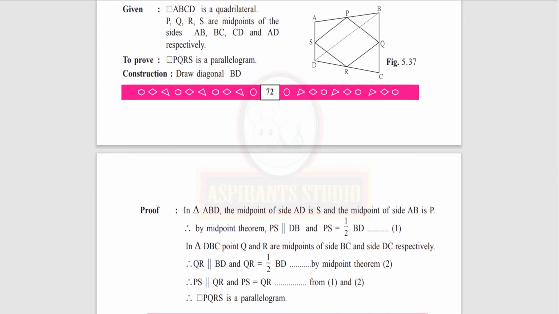Now look at the figure. Look where PS is. Look where QR is. PS is parallel to QR and PS is equal to QR. The opposite sides are parallel and congruent at the same time. So the quadrilateral PQRS is a parallelogram.